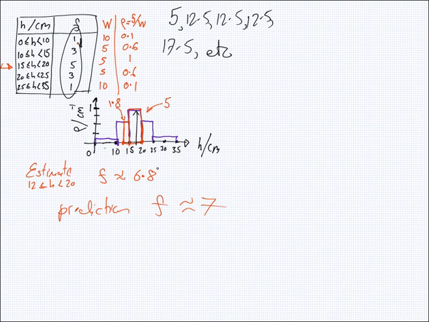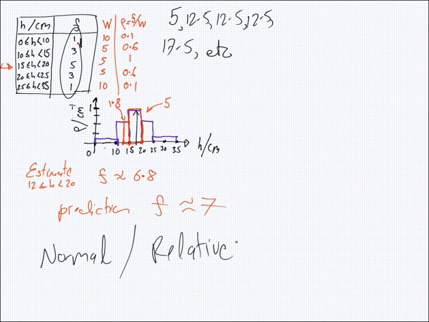There's a special type of histogram that has two names. It can be called the Normalized Histogram, or it can sometimes be called the Relative Histogram. It means the same thing, and there's not a big difference here.